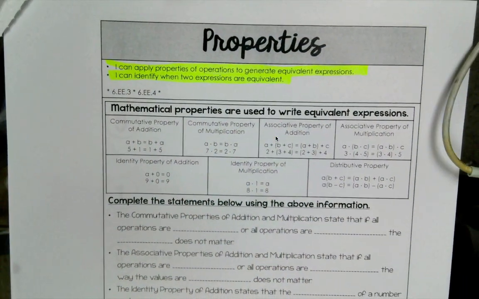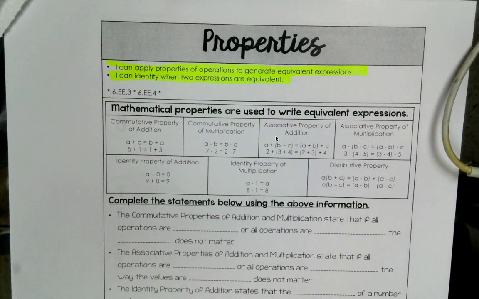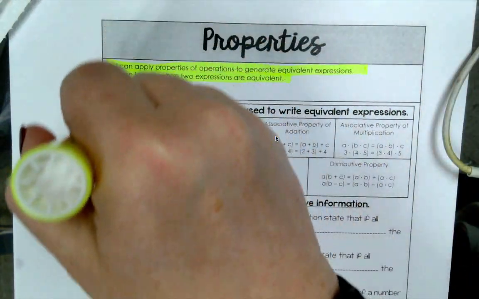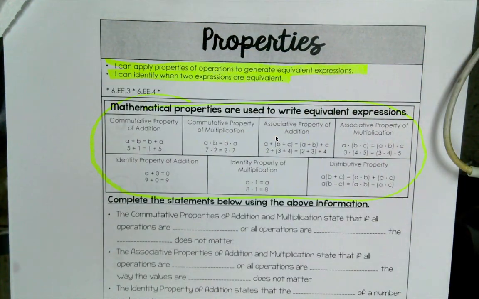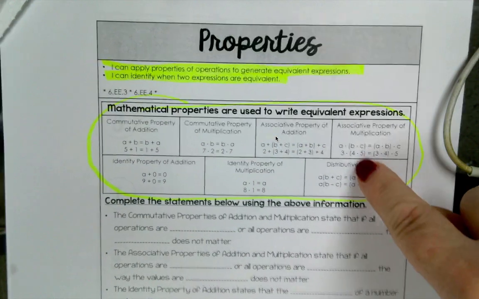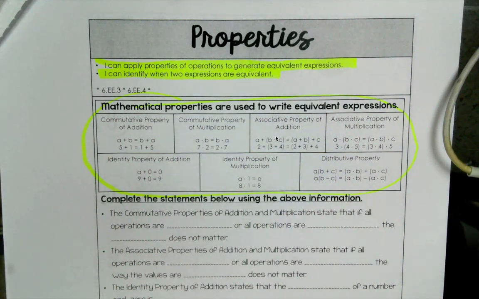Kind of like our flow chart with the coordinate plane, this right here shows you examples of these properties. So when in doubt, I would refer to this. But let's talk about the wording.